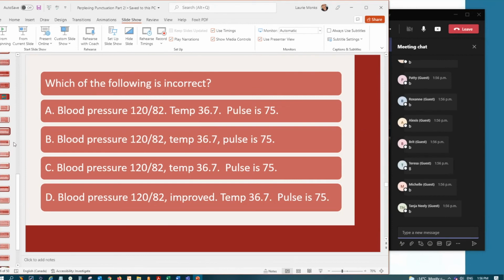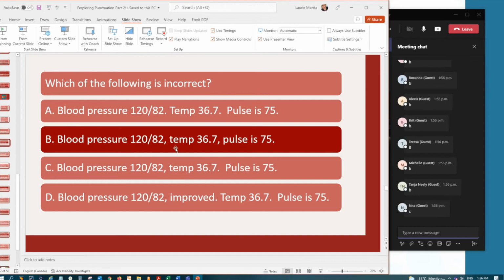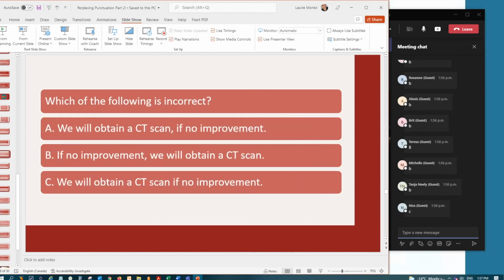Perfect. Okay, so you're right. B is incorrect because we have pulse is 75. So because that's a new sentence, because of is, we would need to put a period and begin a new independent clause. Perfect.